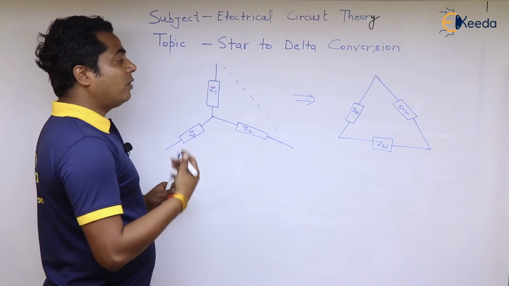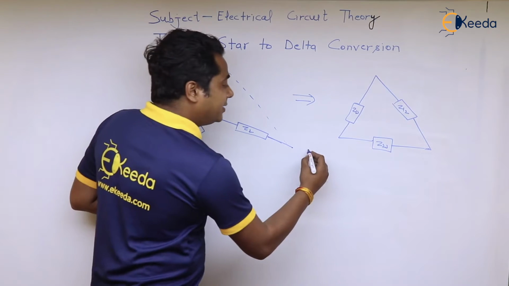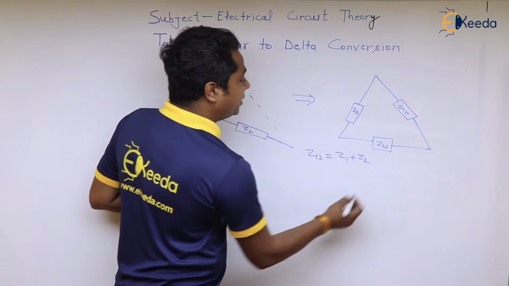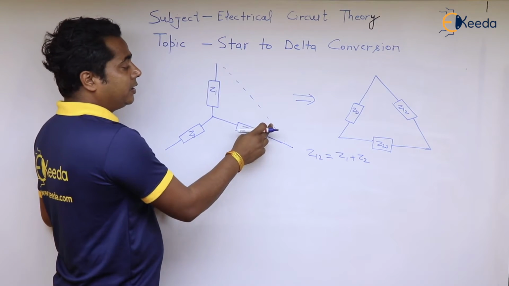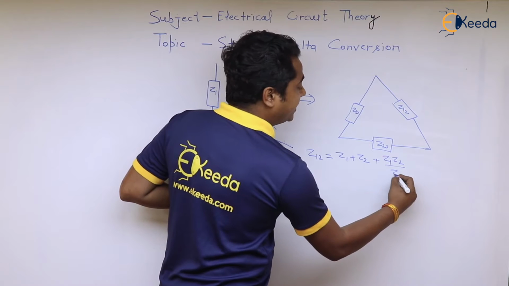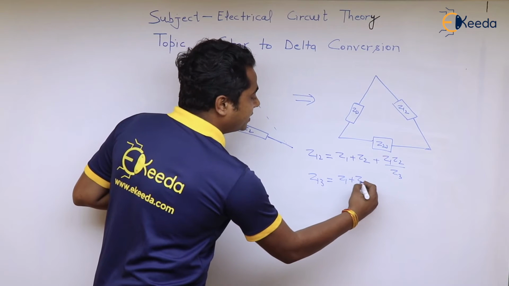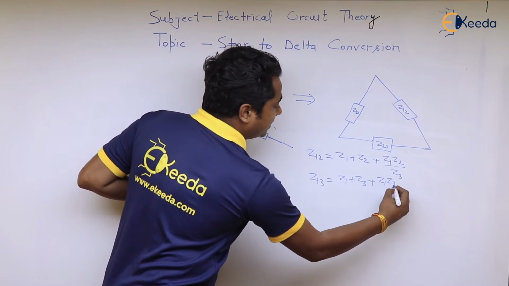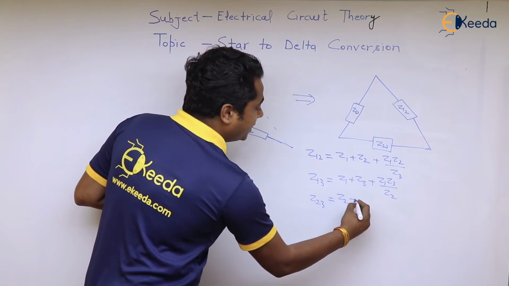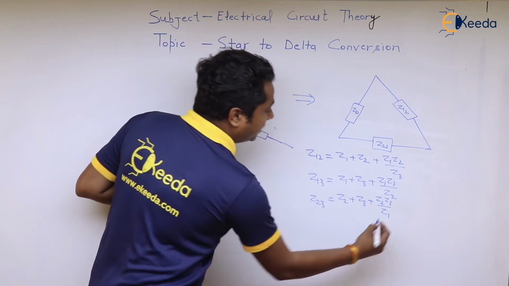And the value of Z12 will be equal to what? This is the formula you have to remember always. Z12 will be equal to Z1 plus Z2 plus Z1 Z2 upon Z3. In the same way, Z13 will be equal to Z1 plus Z3 plus Z1 Z3 upon Z2. In the same way, Z23 will be equal to Z2 plus Z3 plus Z2 Z3 upon Z1.